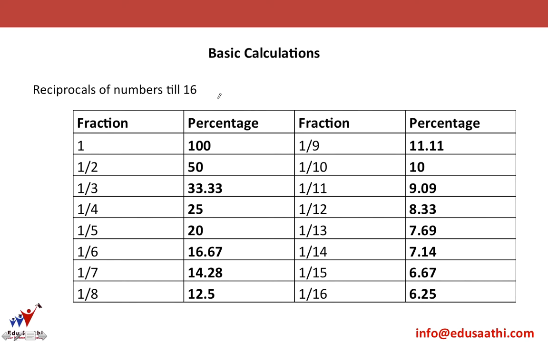So the first thing you need to know is reciprocals of numbers till 16. Now by reciprocals I mean converting a fraction into a percentage. So 1 is 100%, 1 by 2 is 50% or 0.5. So this is a decimal place value and this is a percentage. 1 by 3 is 33.33%. 1 by 4 is 25% or 0.25. Similarly, 1 by 5 is 20%.